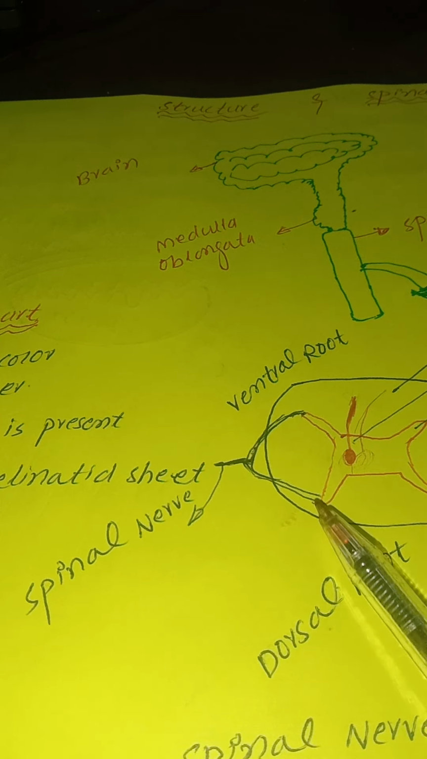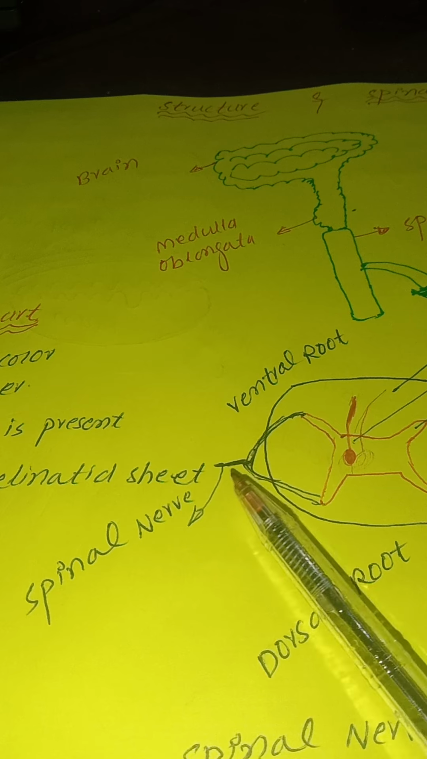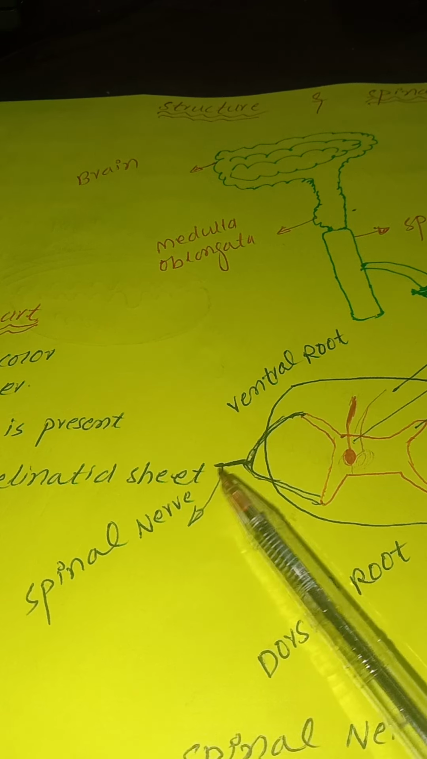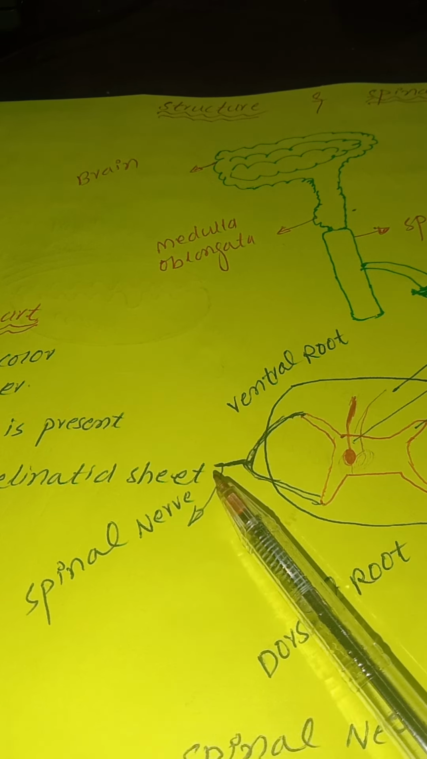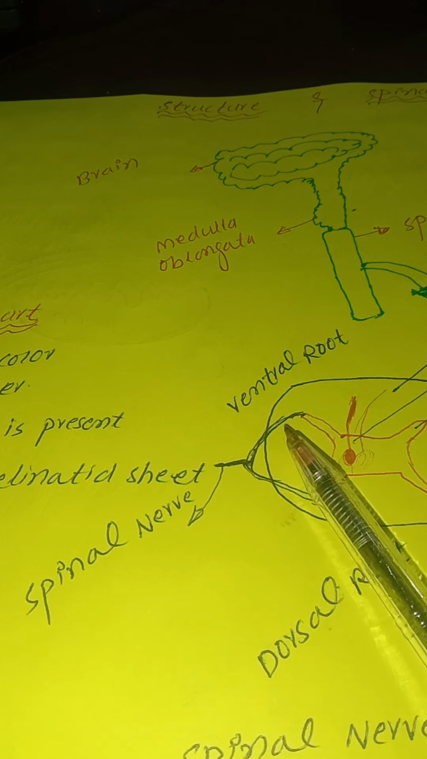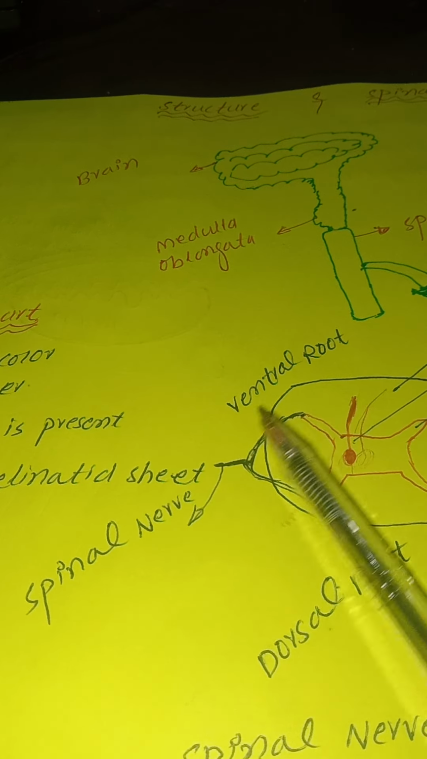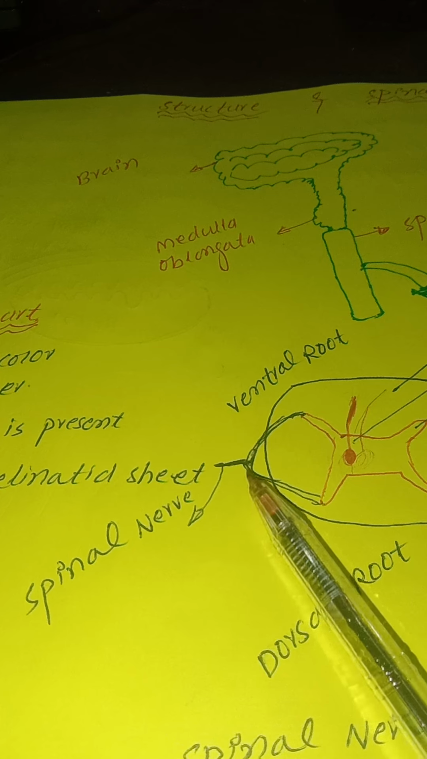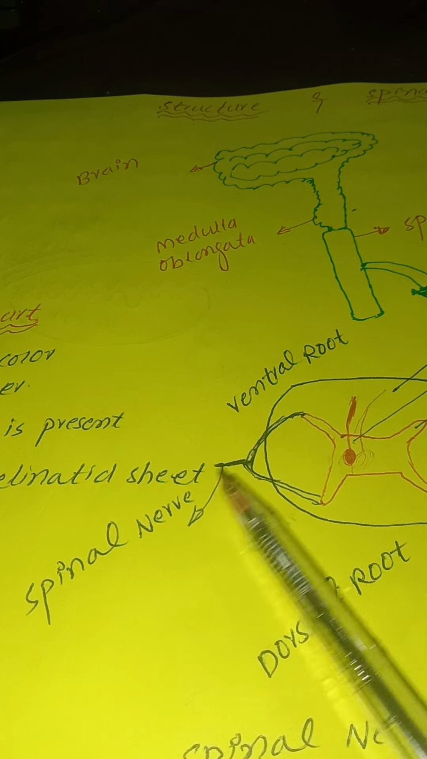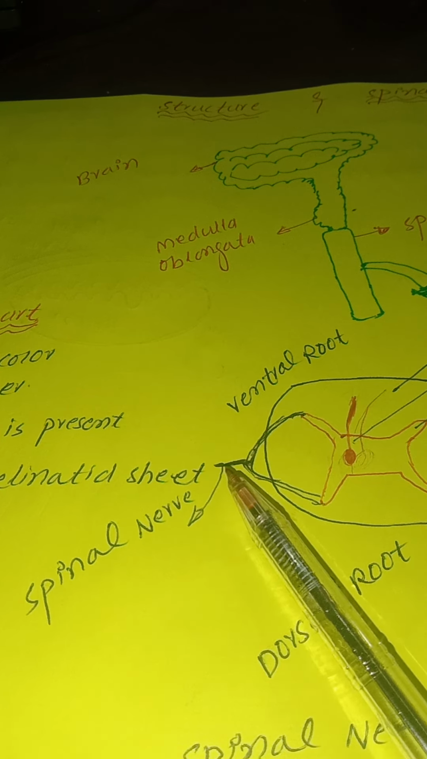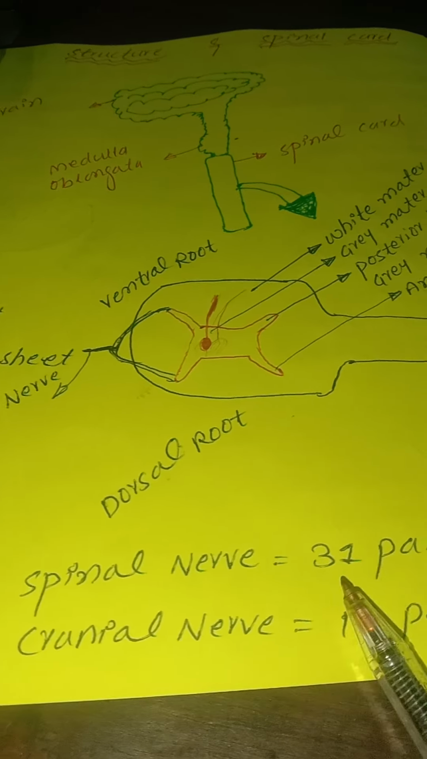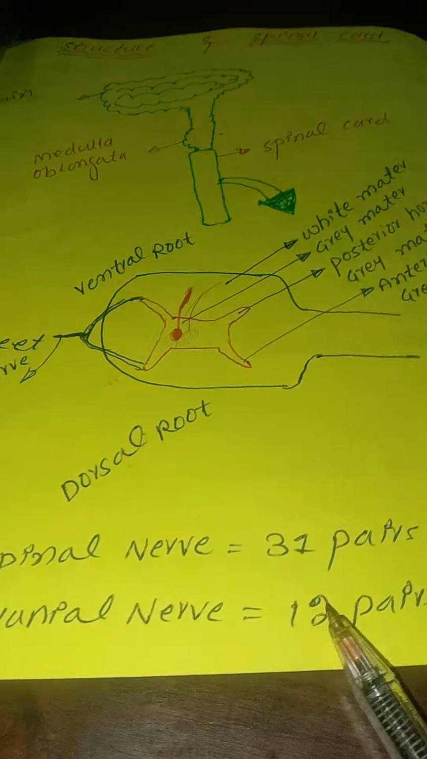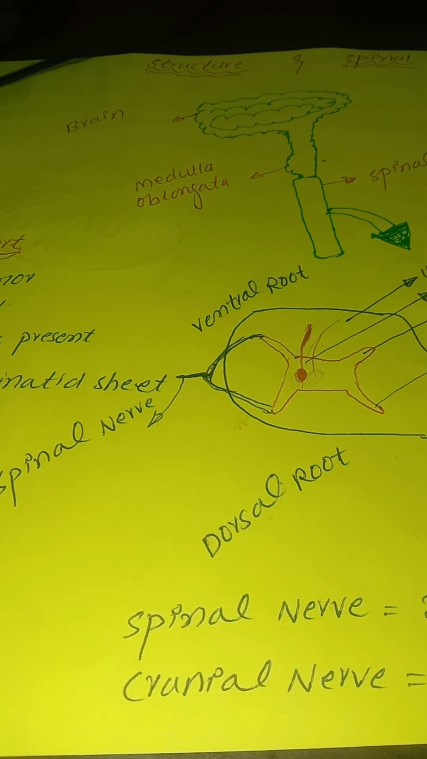These ventral and dorsal roots combine at a point and become a spinal nerve. So the spinal nerves are formed in this way. The ventral root and dorsal root combine at a point and become the spinal nerve. There are 31 pairs of spinal nerves and 12 pairs of cranial nerves. So this is the structure and function of the spinal cord.